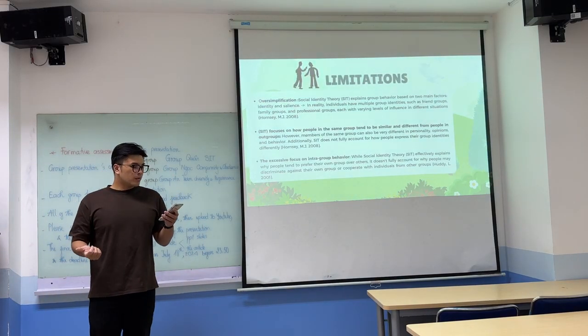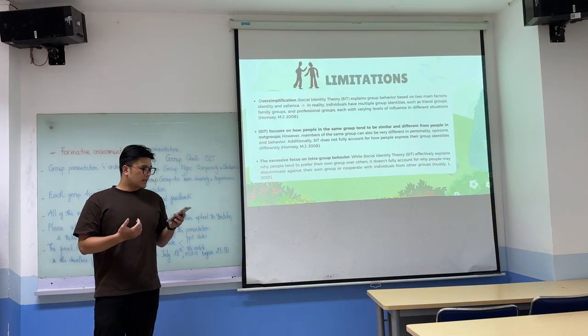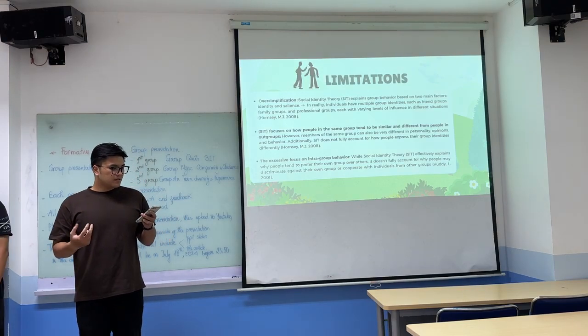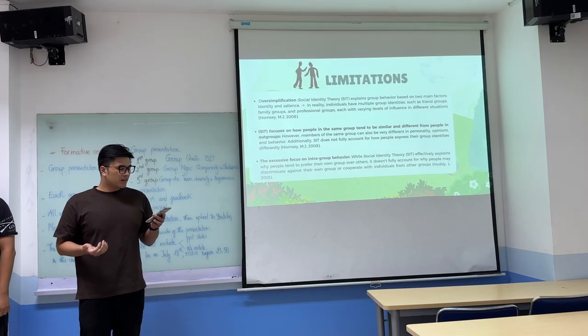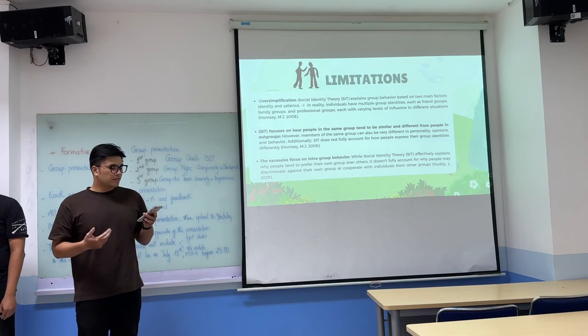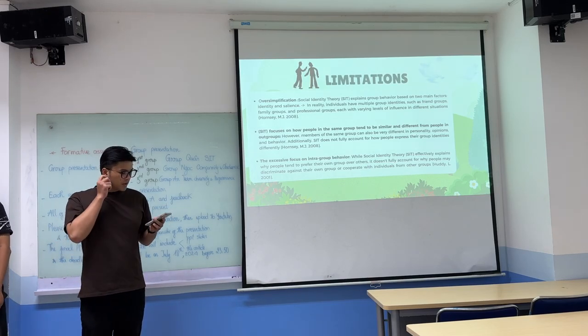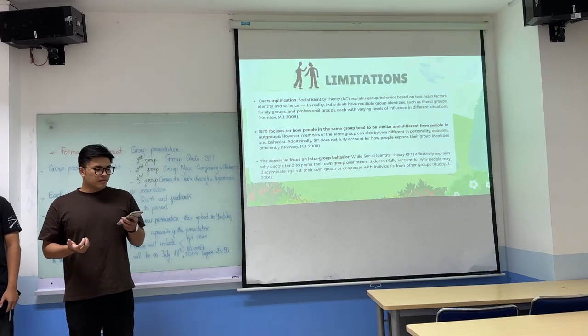What's the weakness of this theory is oversimplification. Scientists explain group behavior based on 2 main factors, identity and salience. However, in reality, individuals have multiple group identities like friend group, family group, and professional group, each with varying levels of influence in different situations.